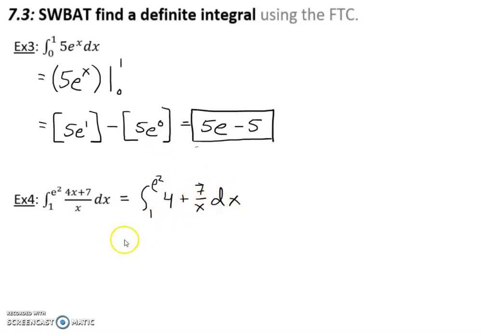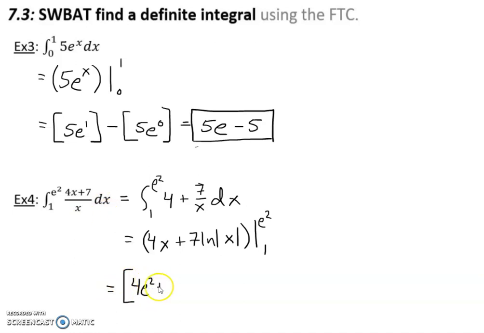And now we can actually integrate this. So the integral of 4 is 4x. The integral of 7 over x is 7 natural log of the absolute value of x. And then I'll put the bar. This goes from 1 to e squared. So we still need to evaluate this. When we plug in our upper limit, we have 4e squared plus 7 natural log of e squared. You might notice that I did not write absolute value there anymore because e squared is positive, so there's no need.